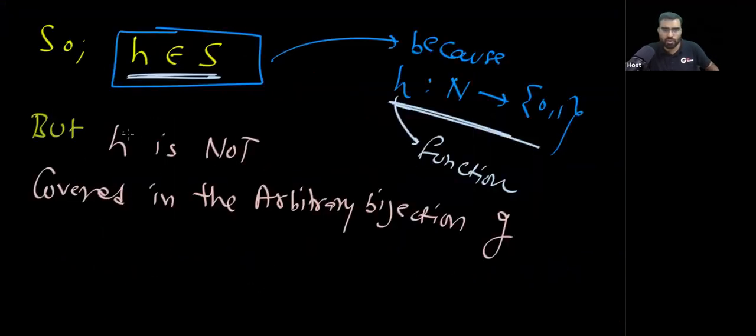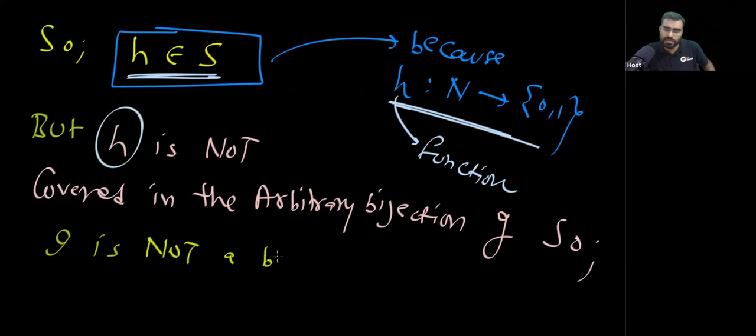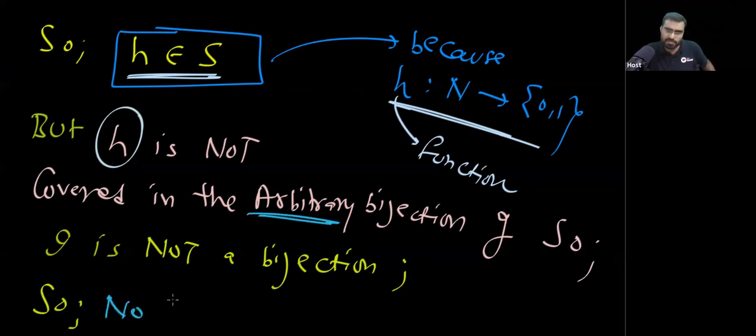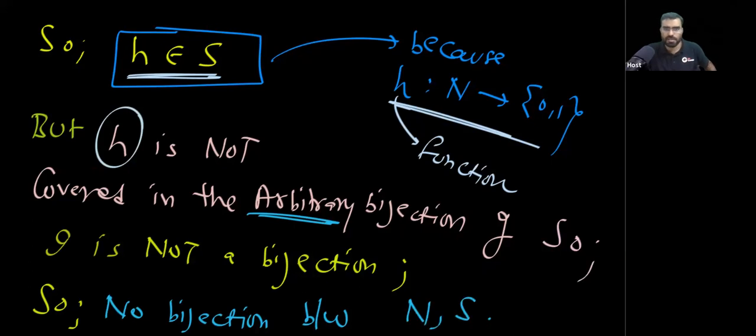So this is what I'm saying: h is not covered in the arbitrary bijection G. So G is not a bijection. So there is no bijection, because this G was an arbitrary bijection. So there is no bijection between the set of natural numbers and S. Hence, S is uncountable. This is the proof.